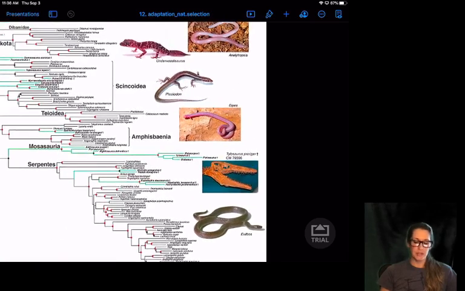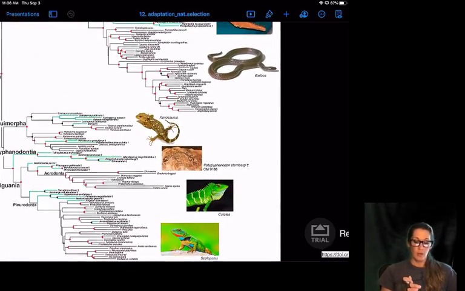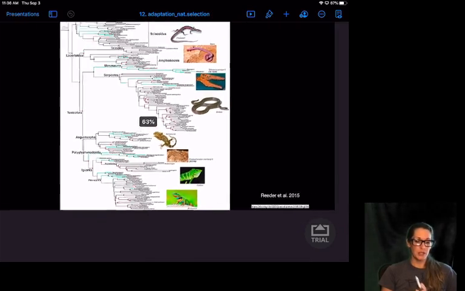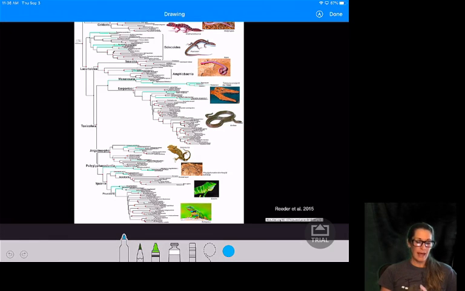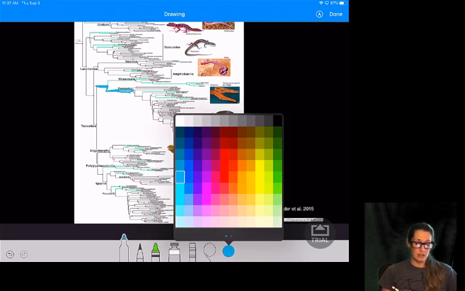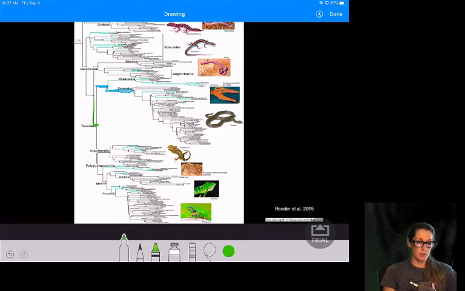So up here you have lizards. Now we go down here, more lizards. And if we zoom out and look at where snakes fit in this tree, right here, this is the lineage that led to snakes. That is fully embedded in the lineages that lead to various groups of lizards. So we've got lizards up here, and we've got lizards down here. Snakes are lizards.